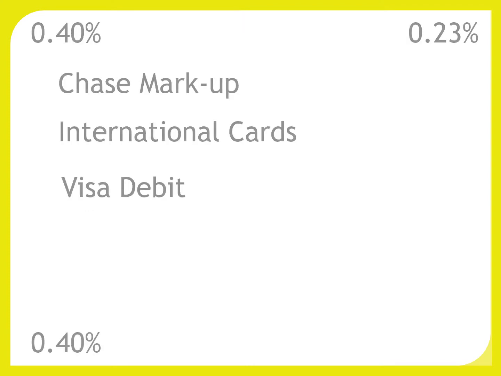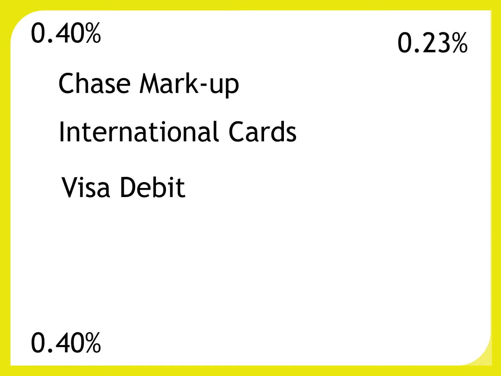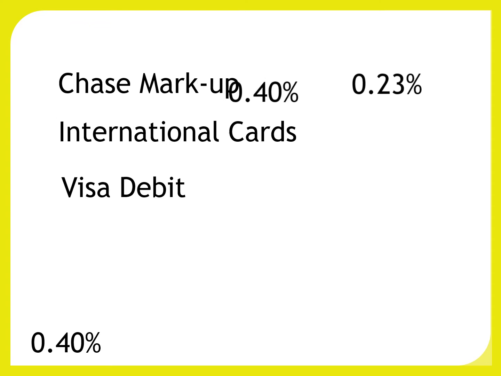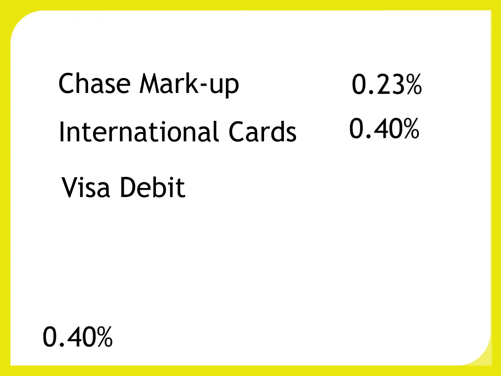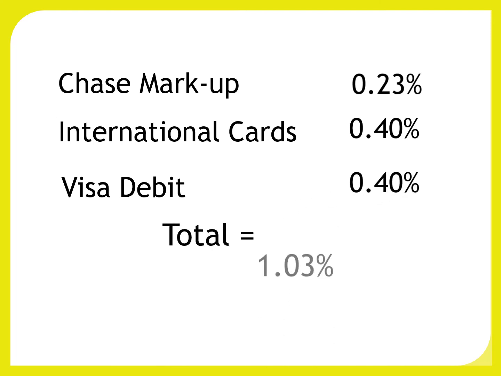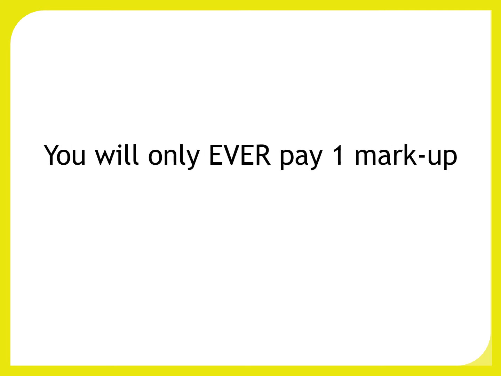So to summarize all of the fees, you have a 0.23% markup with Chase, this is their profit, a 0.40% markup on the international cards, and another 0.40% markup on Visa Debit, bringing your total sum in markups to 1.03%. With Citrine Merchant Services, these fees are eliminated and replaced with one single markup from the processor.